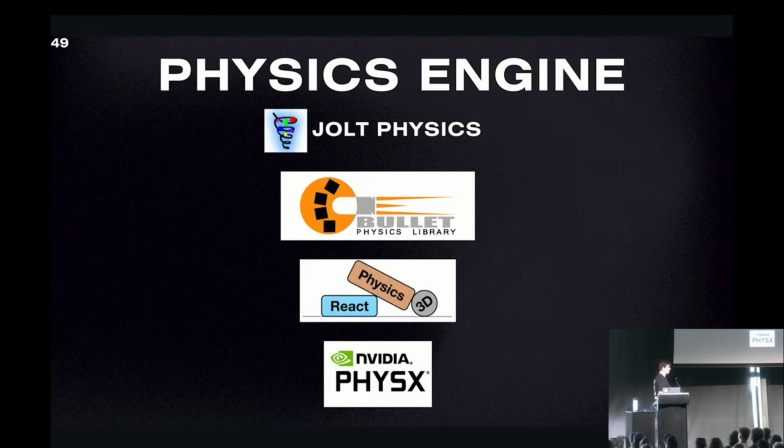Another really popular choice is Bullet Physics. Now, Bullet Physics is kind of not supported too much these days. It's moving into the Python sort of space for robotics. However, it is still a great library if you want a physics engine.